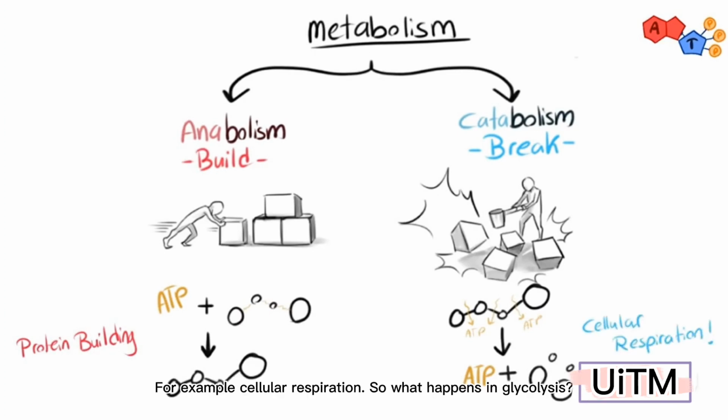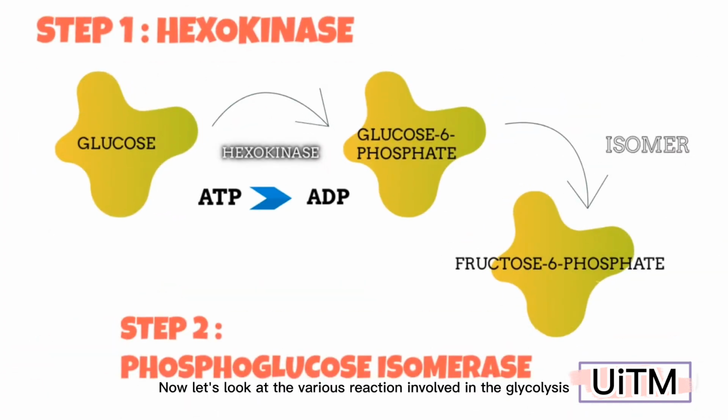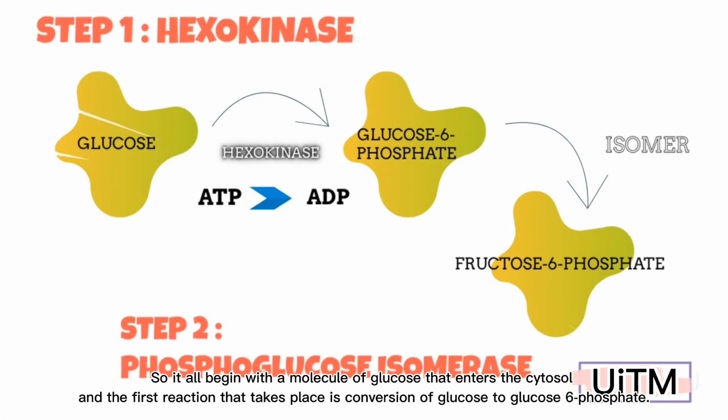So what happens in glycolysis? Now let's take a look at the various reactions involved in glycolysis. It all begins with a molecule of glucose that enters the cytosol, and the first reaction that takes place is the conversion of glucose to glucose 6-phosphate.